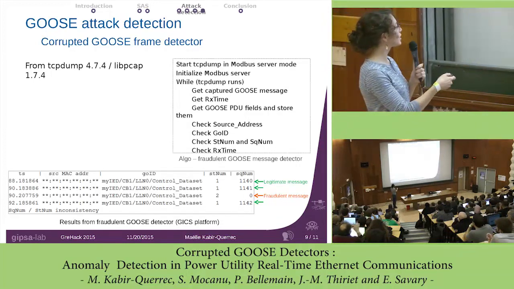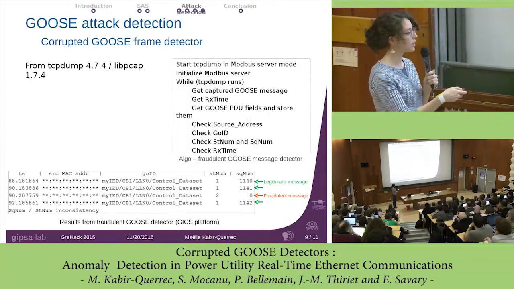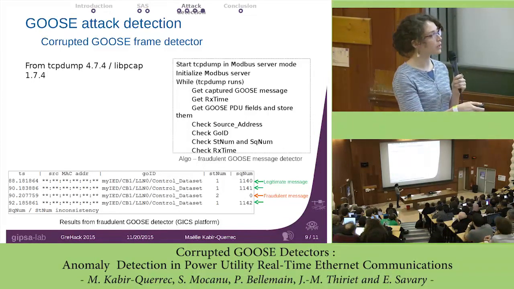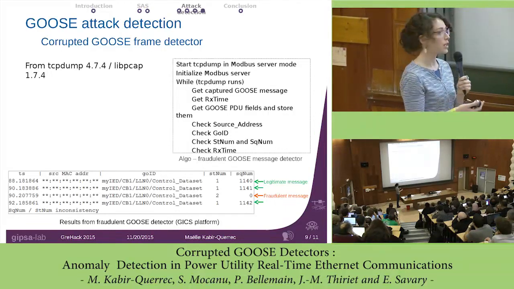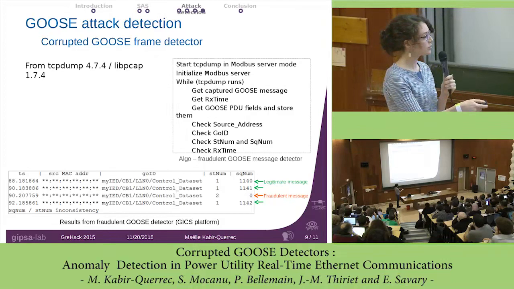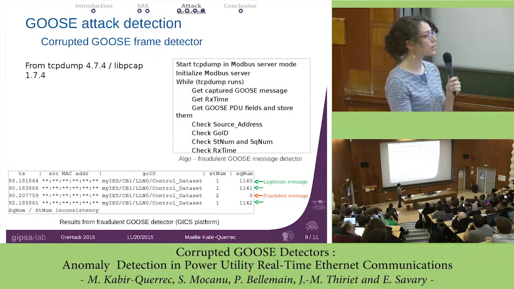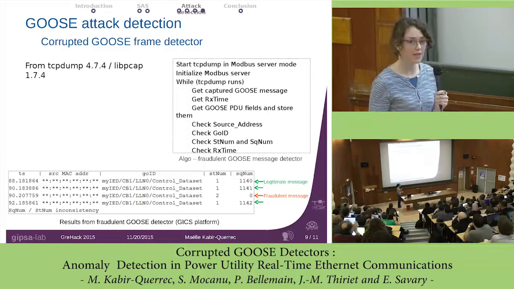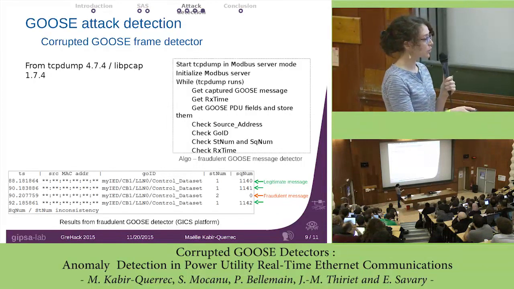The first two messages are legitimate ones. You can see that the state number is one here and one here. That's the first change that occurs in your dataset that generated these GOOSE messages. And the sequence number is 1140, which means it was the 1140th time we sent these messages over the network. This is the next one.